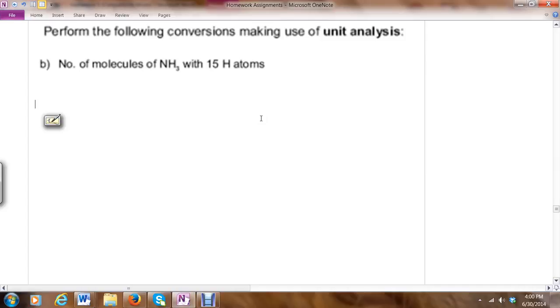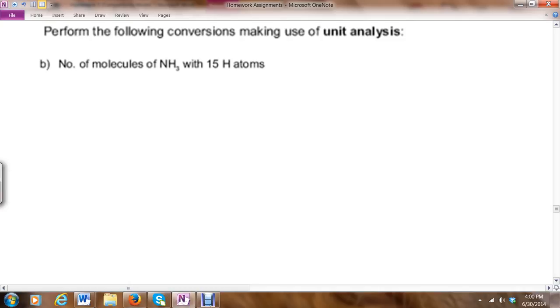Okay, I'm gonna solve some problems of chapter 5, including problem 9, and solve some of the other ones using unit analysis, not the flow chart. What we're gonna do here is perform the following conversion, making use of unit analysis. So here we go from number of molecules.